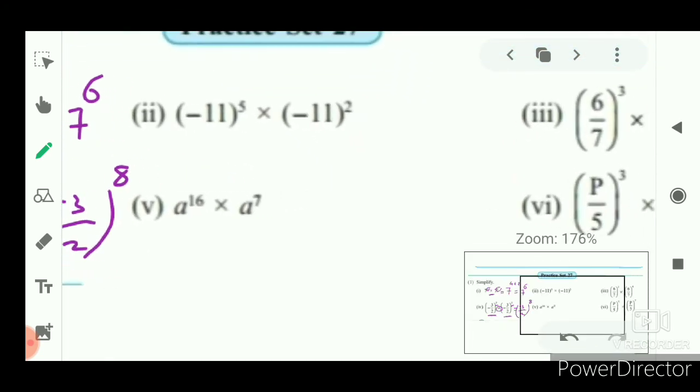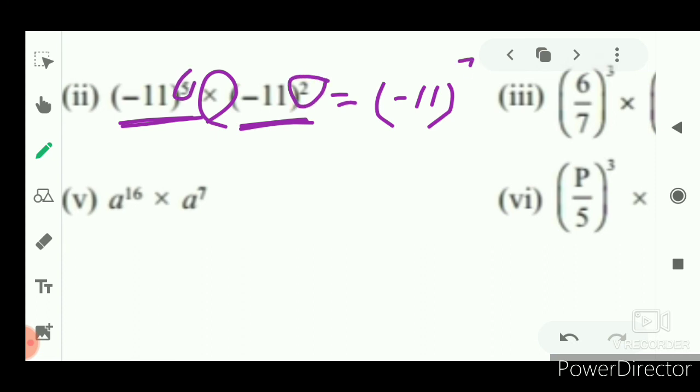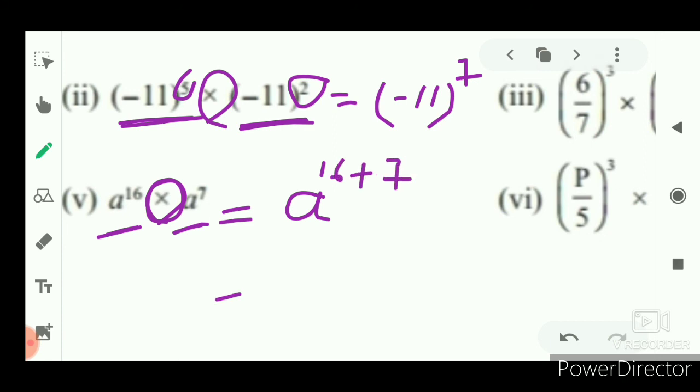Minus 11 raised to power 5 into minus 11 raised to the power 2. Here also the base is minus 11, and in between there is multiplication. So in multiplication we will add the powers. 5 plus 2 will give 7. Okay, here a raised to power 16 into a raised to power 7. So a is the base that is common in both, and we will write in multiplication addition of powers, 16 plus 7. So it will give a raised to the power 25.